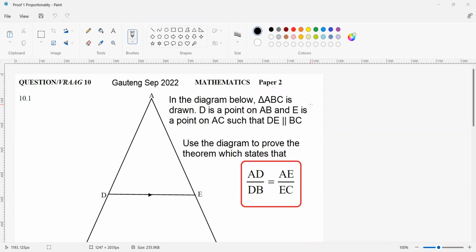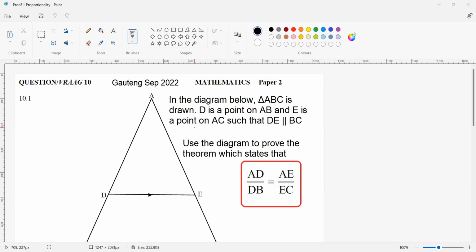Welcome to this proof of proportionality theorem from grade 12. I took this question from Gauteng, September 2022. So this is roughly what you can expect in your final exam.